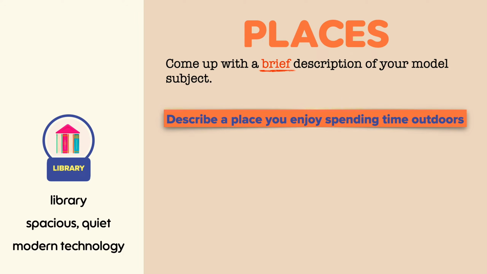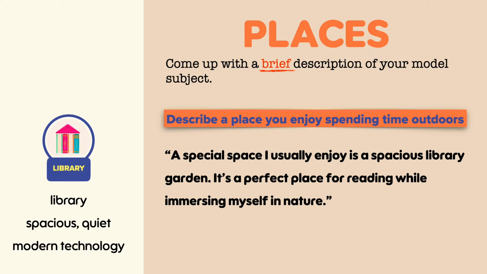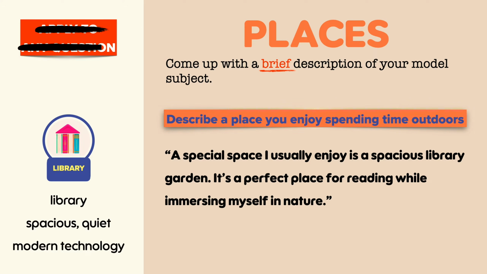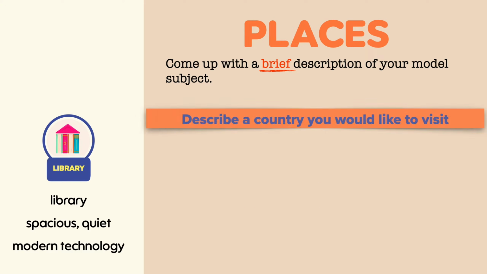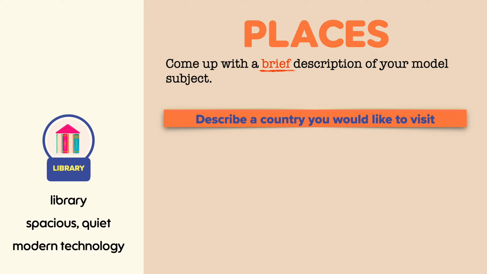Describe a place you enjoy spending time outdoors. A special place I usually enjoy is a spacious library garden. It's a perfect place for reading while immersing myself in nature. Again, the question can ask you about a specific place, so sometimes you can't talk about your prepared model subject, like describe a country you would like to visit. In this case, you have to change a little bit, which I'll talk about in the second part.